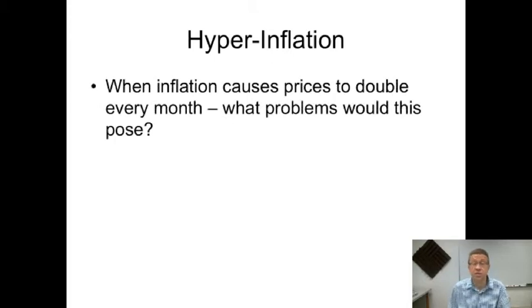So if inflation causes prices to double every month, right? Double every month is something like garden variety hyperinflation, and I know that'll sound crazy, but this is what often can happen when you have an episode of hyperinflation. What problems would this pose? Well, in theory, if wages adjusted to inflation, as we saw, inflation shouldn't matter, but if it goes up this fast, you can't keep up. You can't figure out how to increase prices or wages to keep up with everything.